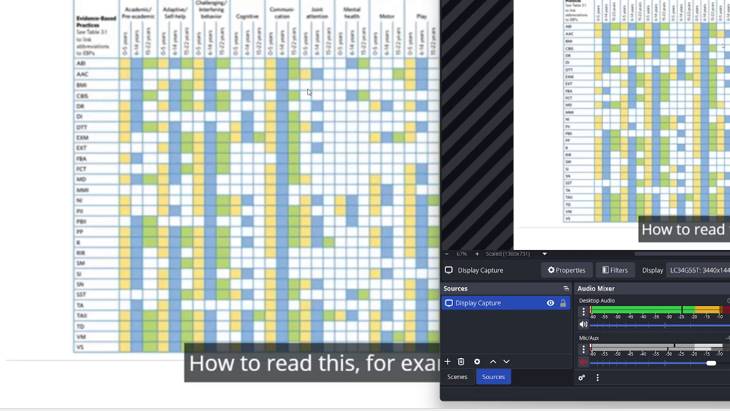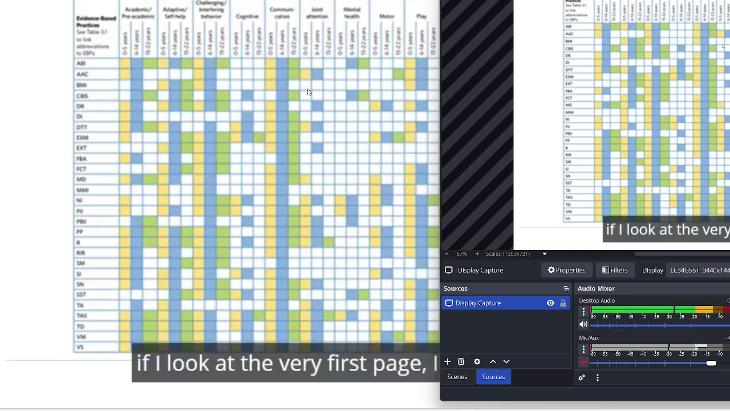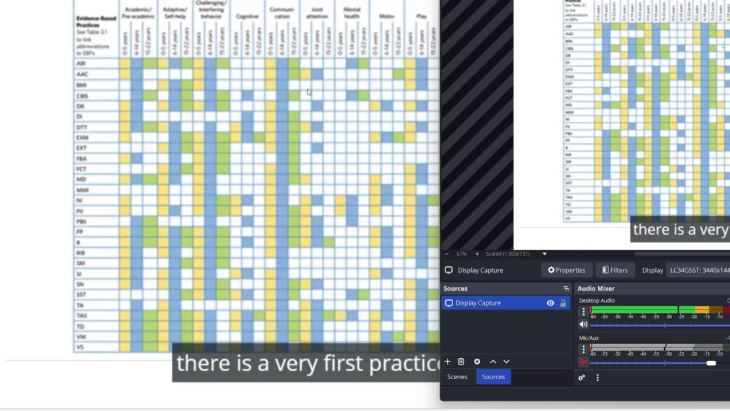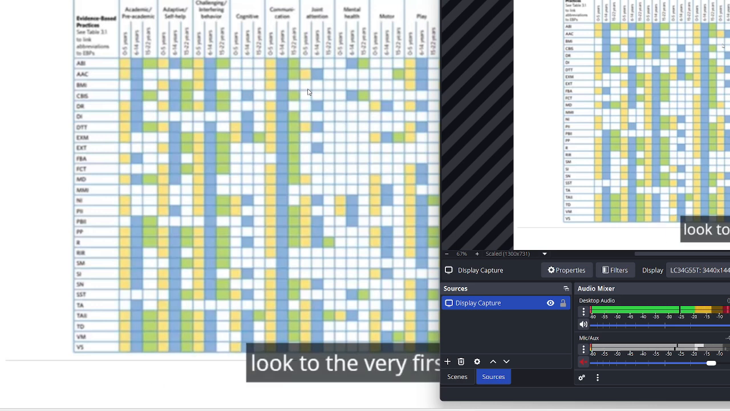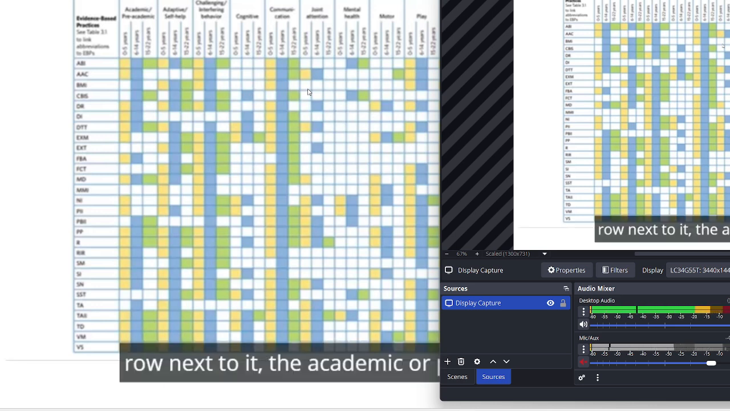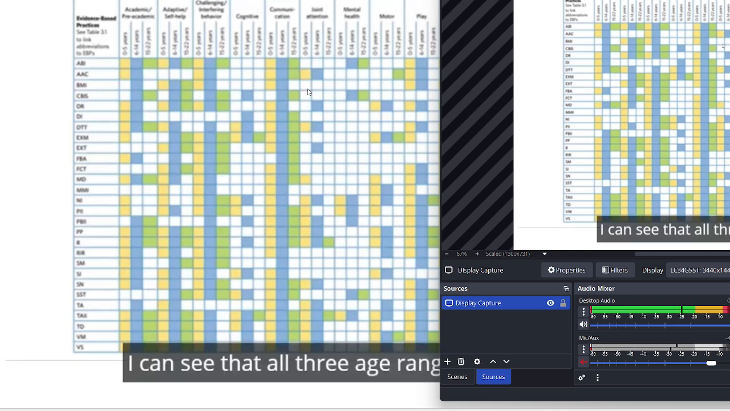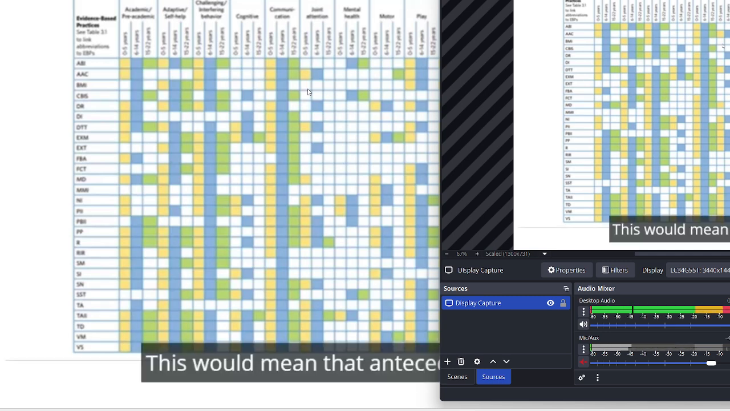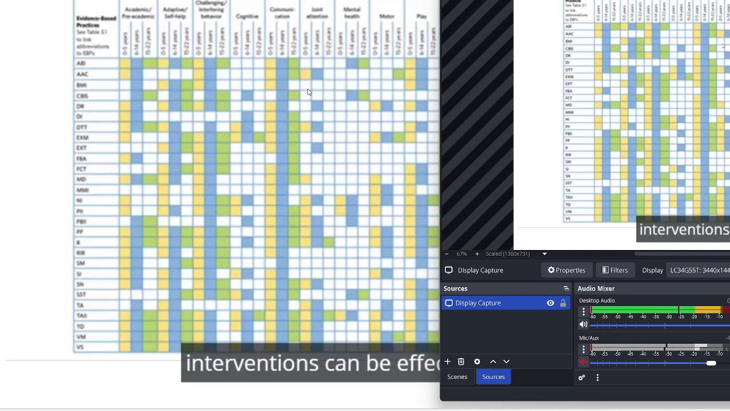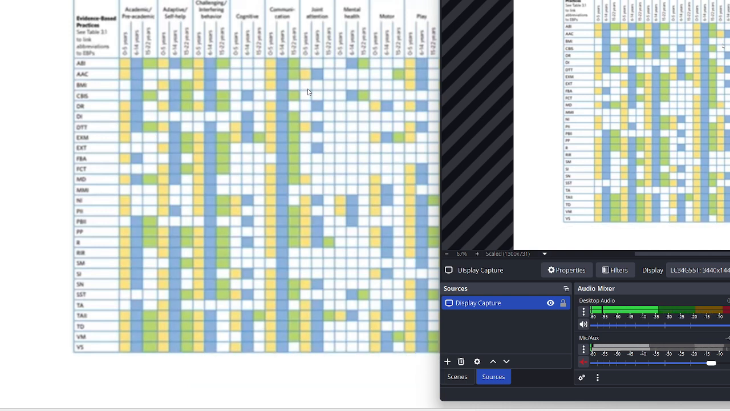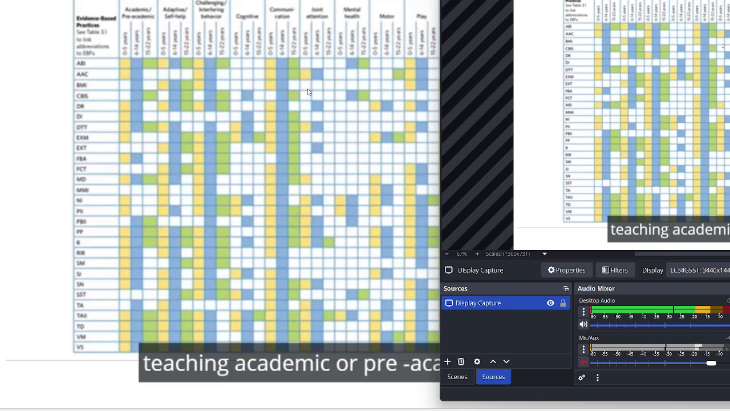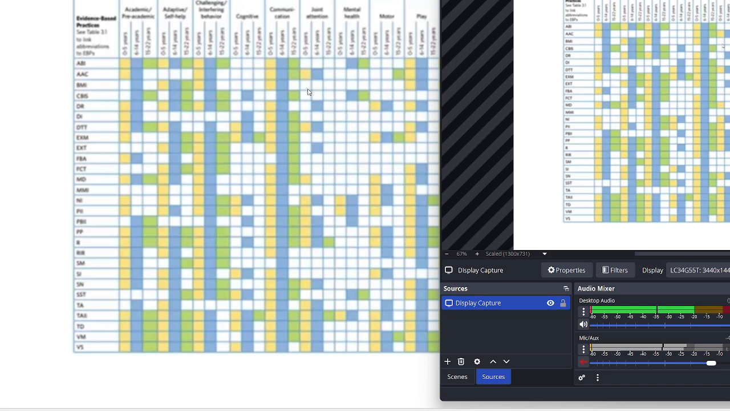How to read this, for example, is if I look at the very first practice, ABI, or antecedent-based interventions, and I look to the very first row next to it, the academic or pre-academic skill domain, I can see that all 3 age ranges have been colored in. This would mean that antecedent-based interventions can be effective for teaching academic or pre-academic skills across the age ranges.